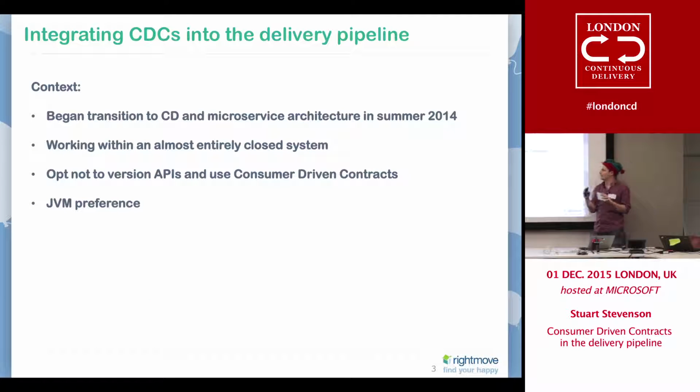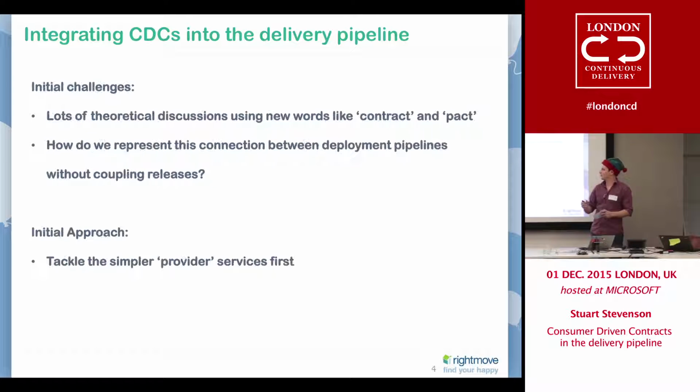So, some context for Rightmove. We began going to continuous delivery and microservices at the same time, in 2014, so they're very bound together for us. Most of our services are internally consumed. We don't really provide many external services, so we don't have that constraint on how our services work. We opted not to version APIs and to use consumer-driven contract testing to maintain backwards compatibility between releases. And just so you know, we have a bit of a JVM preference in-house. That's where most of our knowledge lies.